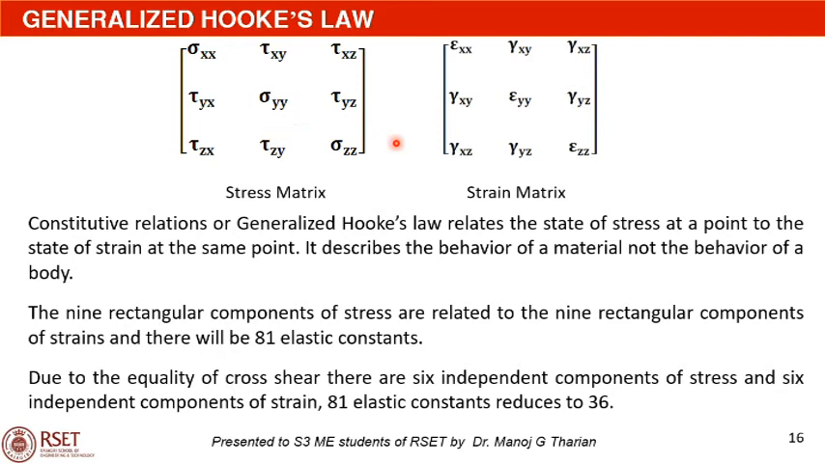That means there will be 81 elastic constants which connect the stress and the strain at a point. Now, due to the equality of cross shear, there are only 6 independent stress components and 6 independent strain components. Thus, the 81 elastic constants will get reduced to 36.